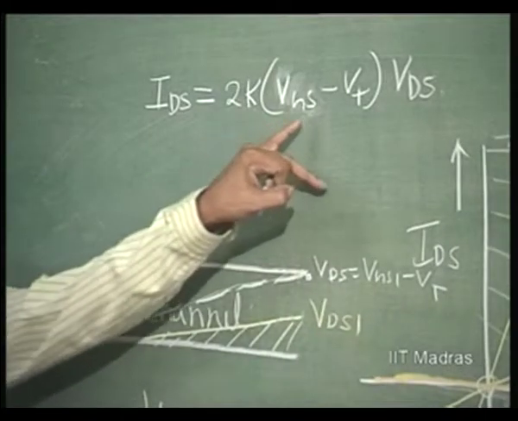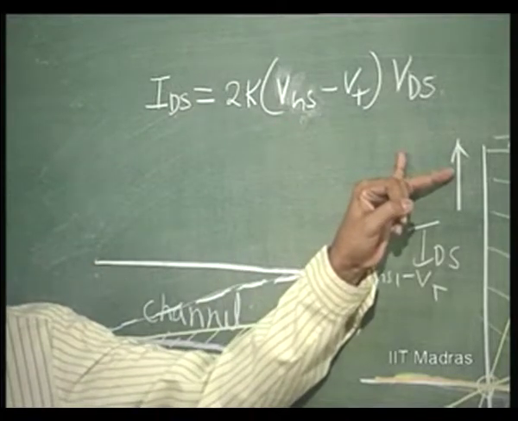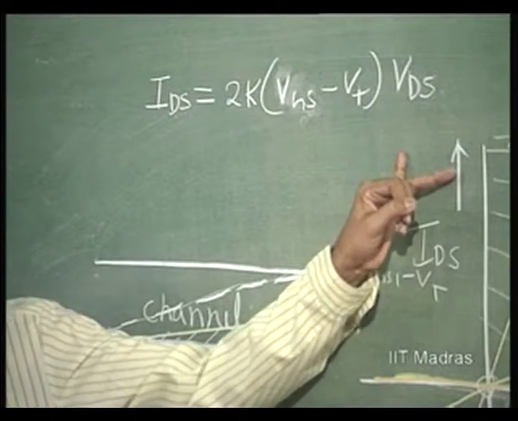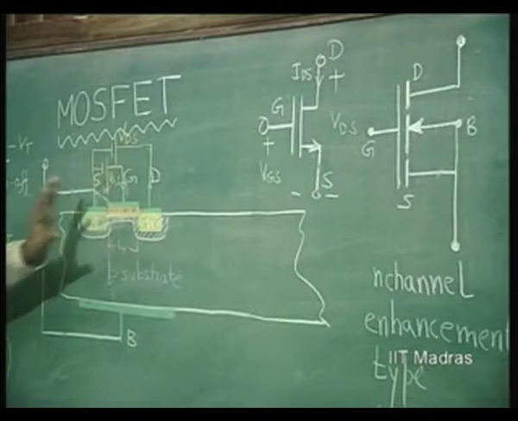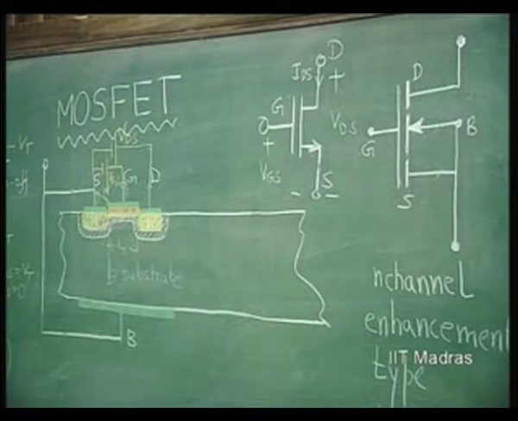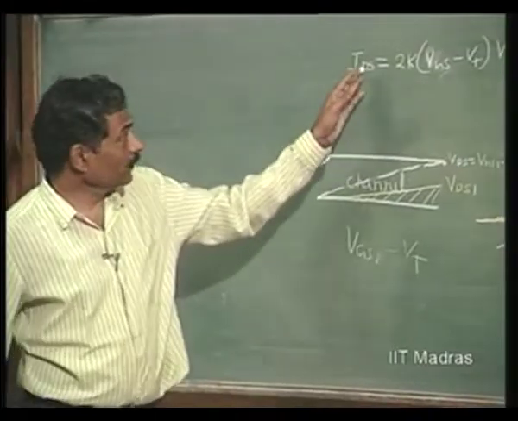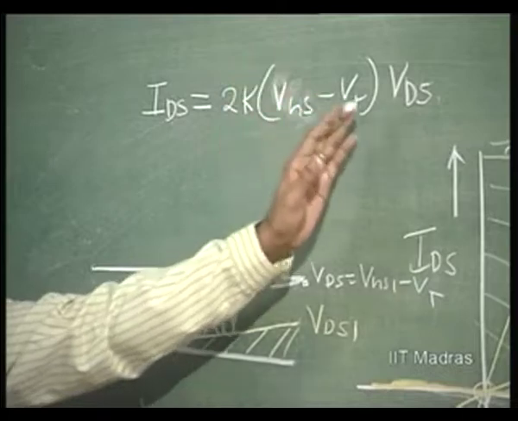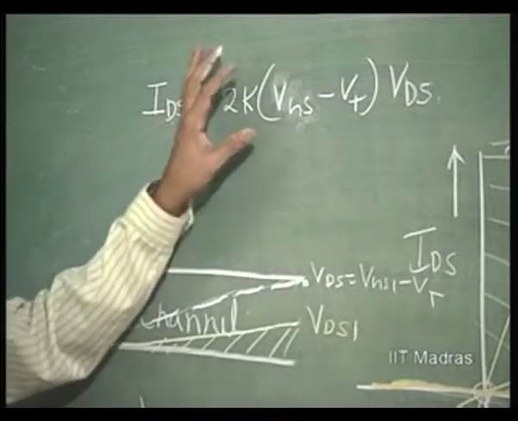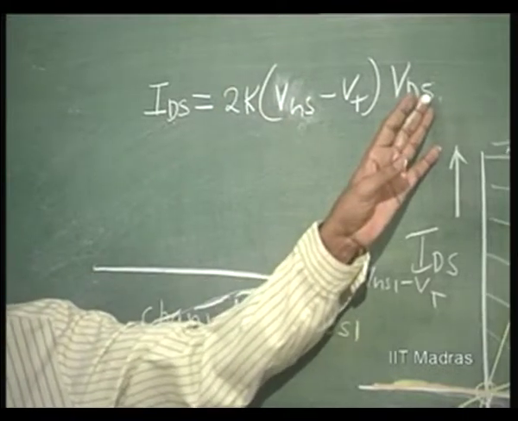So, it is understood that IDS depends upon VGS minus VT. Why? Because the channel width depends upon VGS minus VT. The conductivity increases as VGS minus VT increases, or resistivity decreases. So, it is dependent upon VGS minus VT. Higher current will be obtained, the higher the value of VGS minus VT. So, the proportionality constant depends upon VGS minus VT, and it is a resistor.